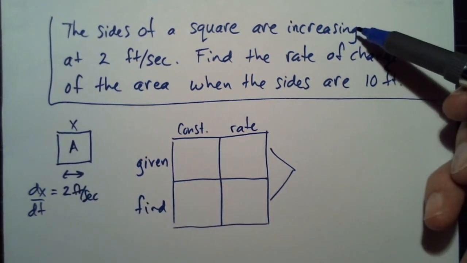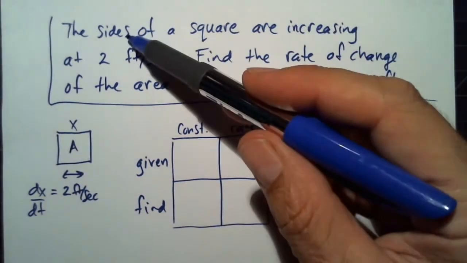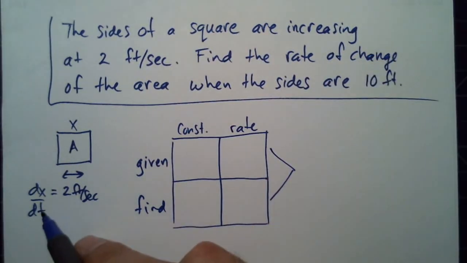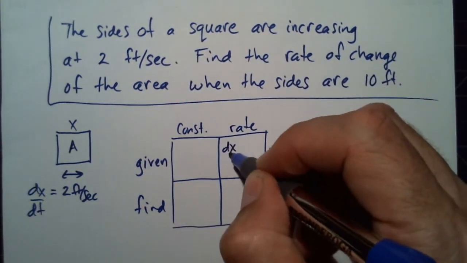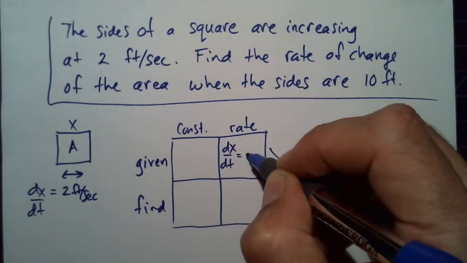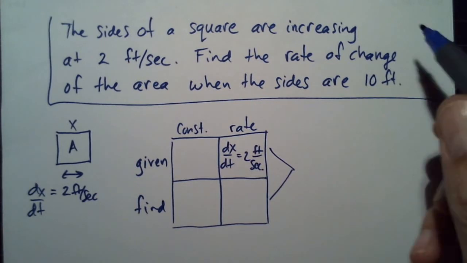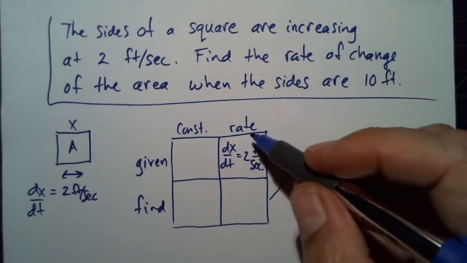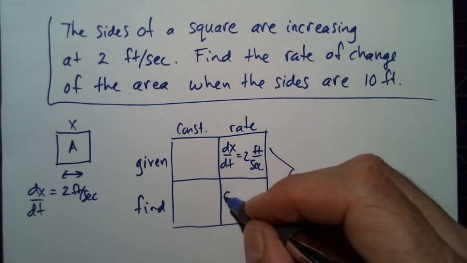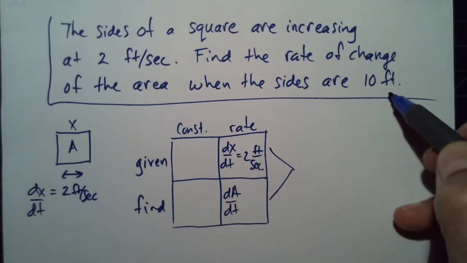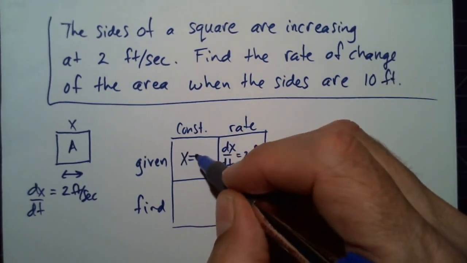And now let's look back up here. Side increasing 2 feet per second. Well, that's a rate, and we're going to call it dx/dt. It's a given rate. dx/dt is 2 feet per second. Find the rate of change of area, dA/dt, when the sides are 10 feet. That's when x equals 10.